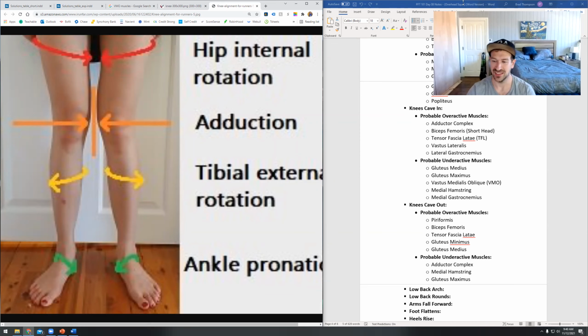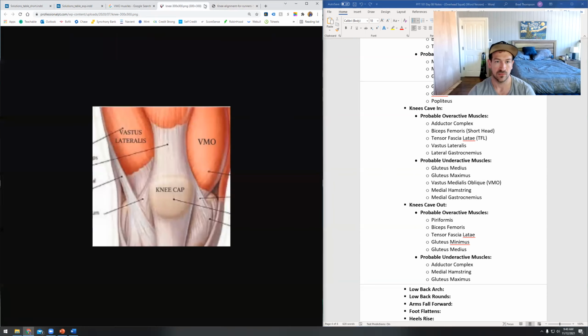Yeah, absolutely. And then we see underactive muscles in the medial hamstring and the medial gastrocnemius. So again, we're trying to strengthen the inner portion of the hamstring instead of the outer portion of the hamstring, the inner portion of the calves instead of the outer portion of the calves. So that's going to fix all that caving in action.